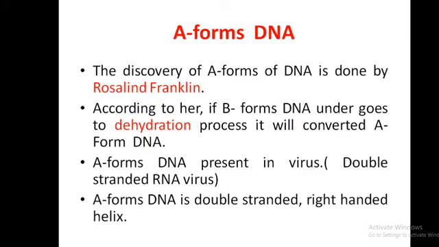A form of DNA. In the previous lectures we discussed B form DNA. The discovery of A form DNA was done by Rosalind Franklin. According to her, if B form DNA undergoes a dehydration process, it will convert to A form DNA. A form DNA is present in viruses, that is, double-stranded RNA viruses.